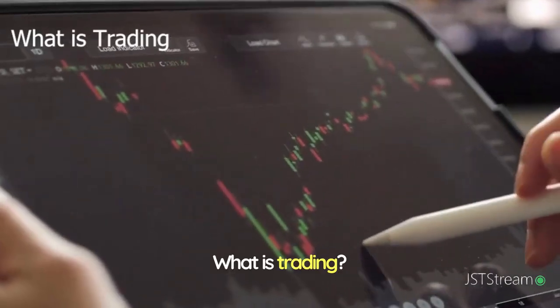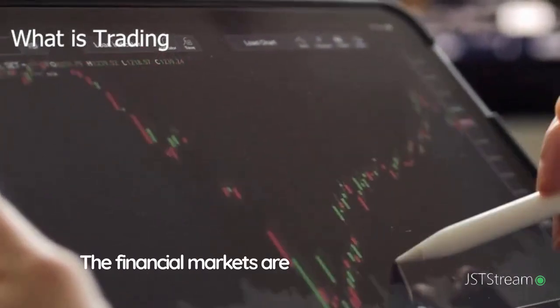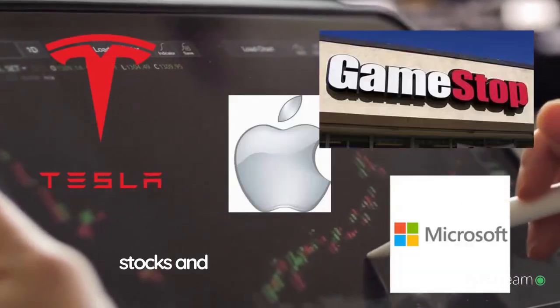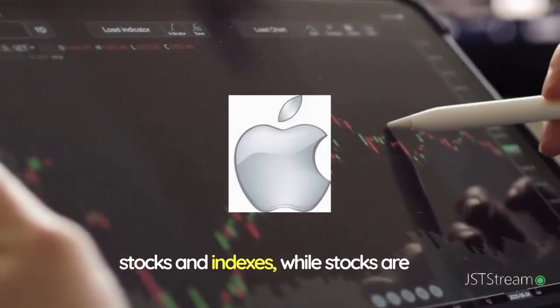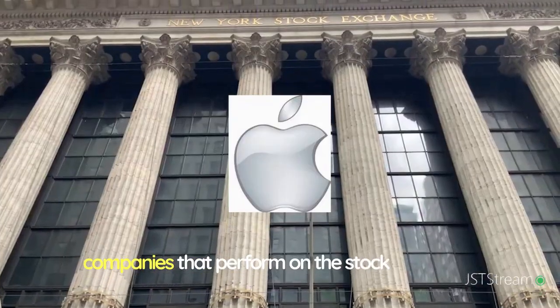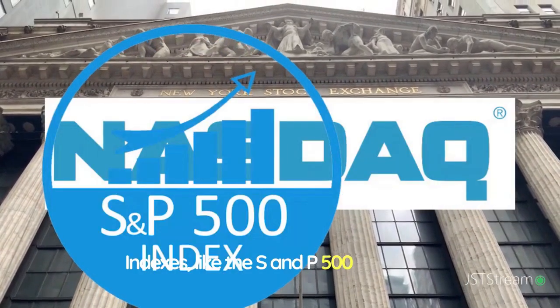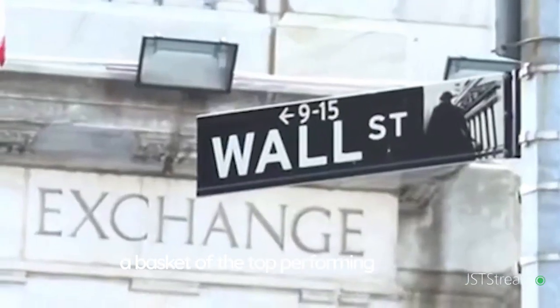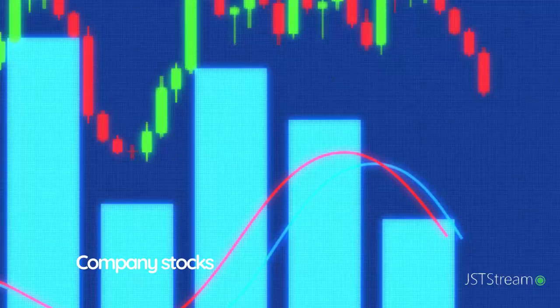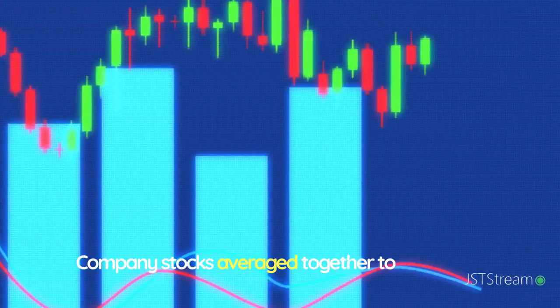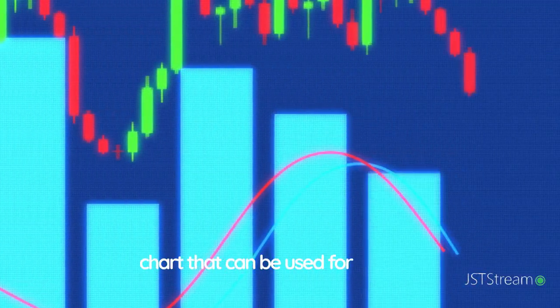What is trading? The financial markets are primarily composed of stocks and indexes. While stocks are the companies that perform on the stock exchange, indexes like the S&P 500 consist of a basket of the top-performing 500 U.S. company stocks, averaged together to produce a chart that can be used for trading.